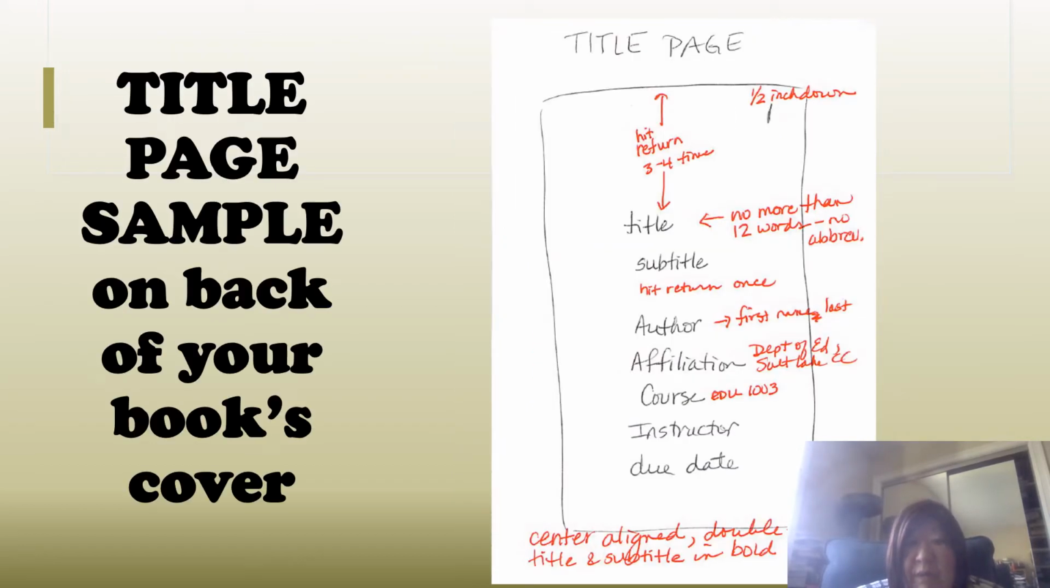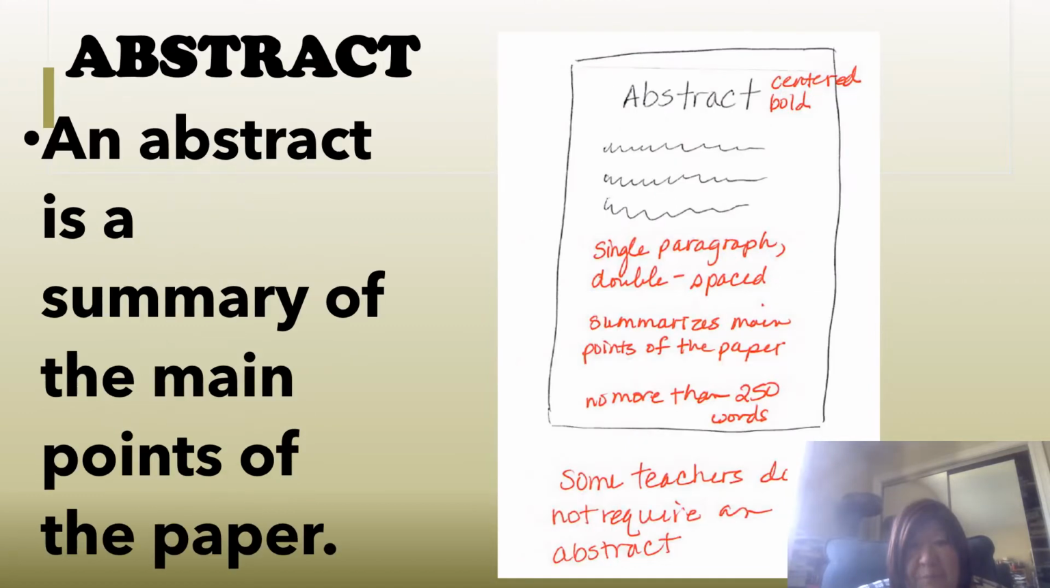This is like a real quick scribbly form of what I look for. Okay, so I look for a page number, and that's optional for a title page, by the way, but all the other stuff is there: center line, double space, title and your subtitle are bolded. You hit return 3 to 4 times coming down. And you could just look at this and it's not neat and clean and beautiful, but it's a scratch page on what I'll be looking for.